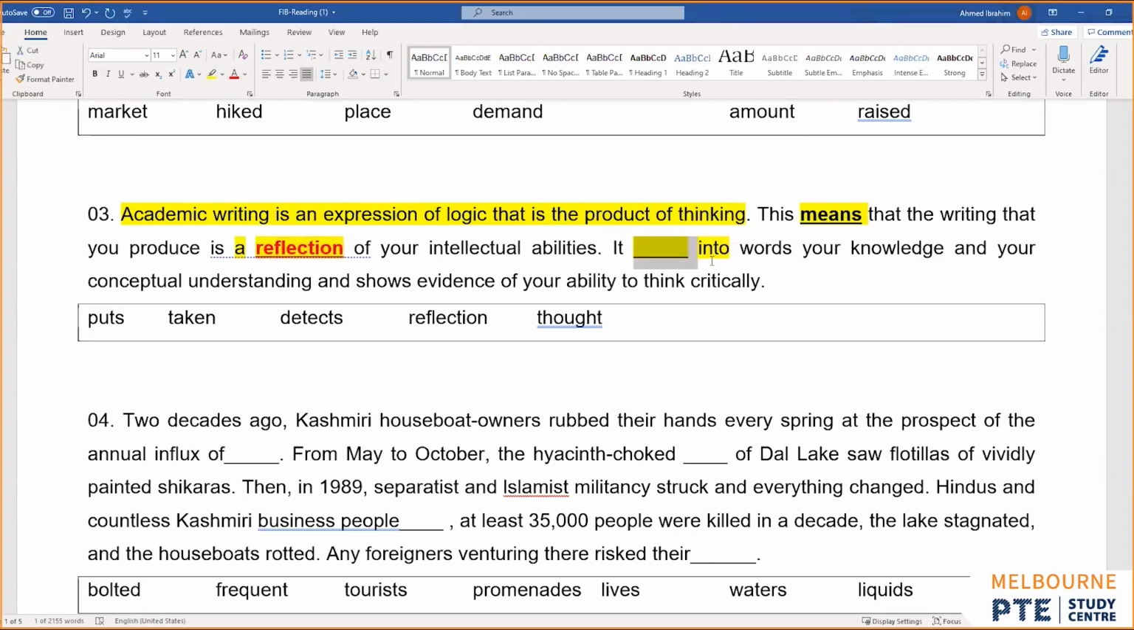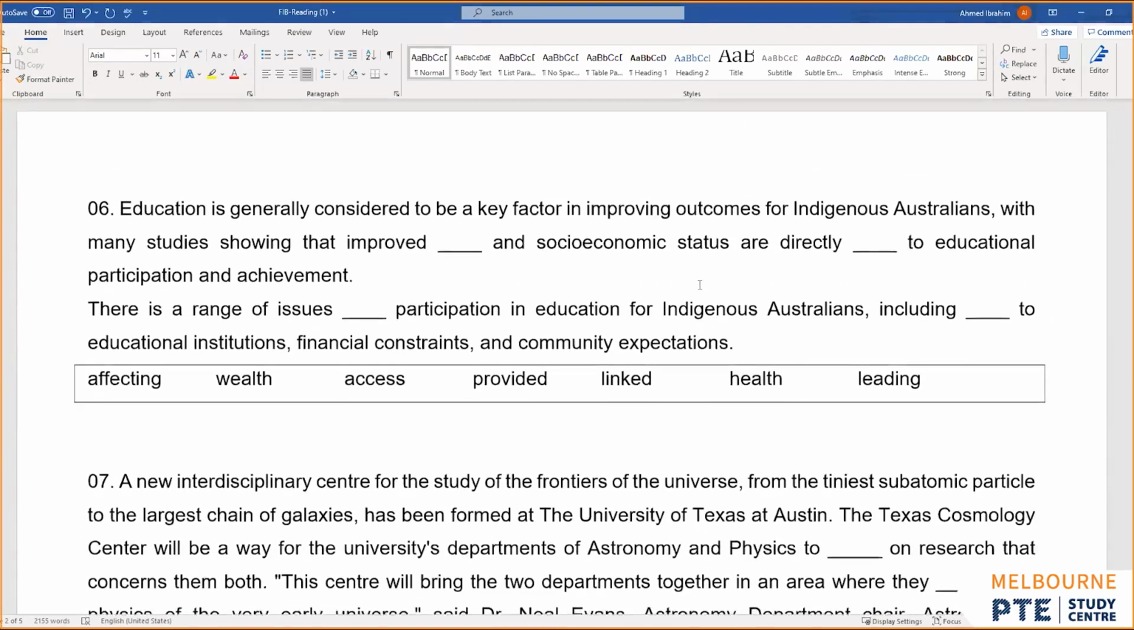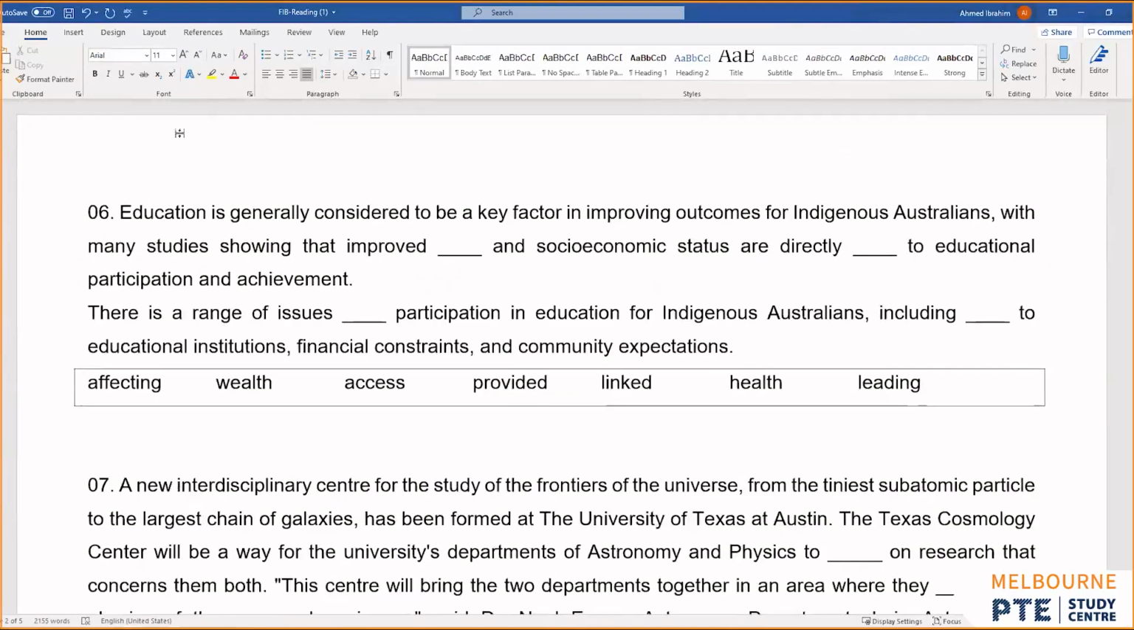Okay. Now in this one, you have got a preposition. It is before that. So you're looking for a verb in here. What will come? It will be puts. Because if I say it detects into words, that is not appropriate. But if I say it puts, as in it arranges them in the proper way, that makes sense. All right. Now let's move on to the next questions. Yeah, let's have a look at this one. Go through it. This is not a difficult one.